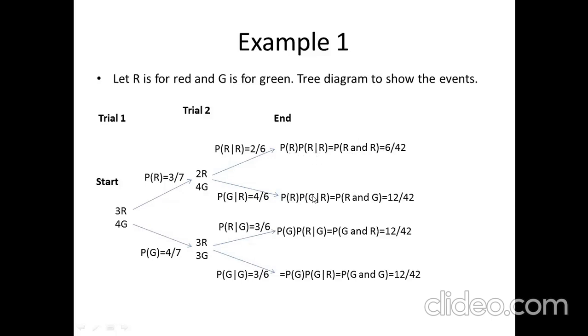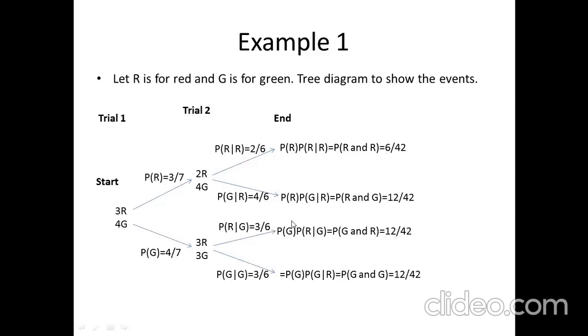Or we can end up in the situation that we have red and green. That is, a red ball was drawn in the first trial and a green in the second, and the total probability is the product of the probability of red multiplied by the probability of green given red, which would be 12 by 42, as again is obvious from the branches in the tree diagram. That is 3 upon 7 multiplied by 4 by 6, which is 12 by 42. As in the previous case, when we had red balls in both the first and second trial, the total probability was the product of 3 by 7 and 2 by 6, which made it equal to 6 by 42.